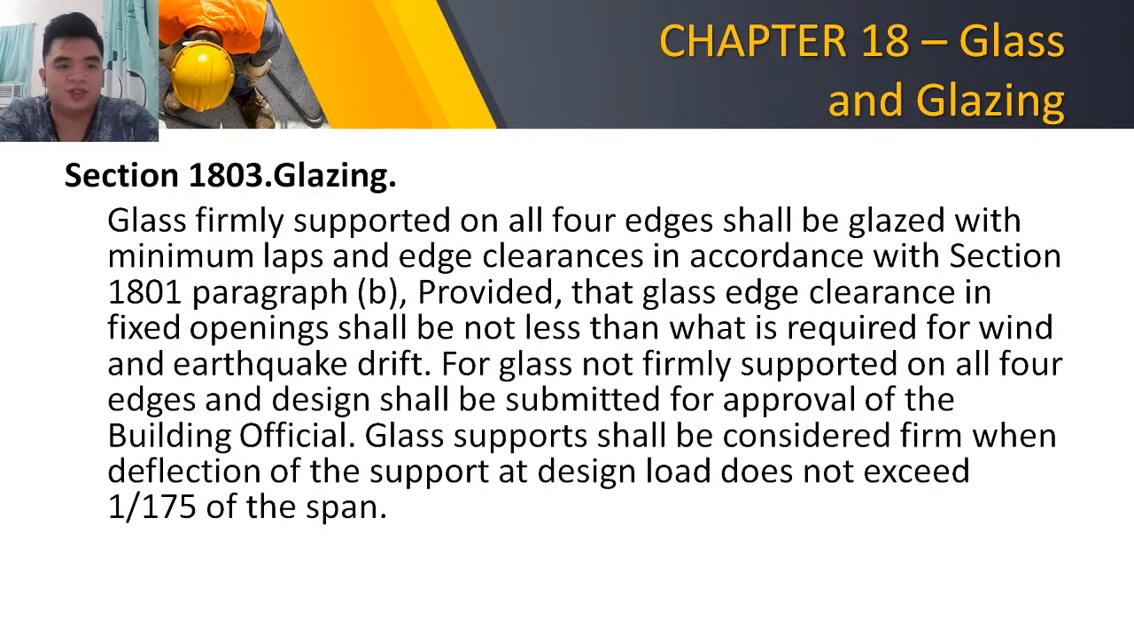Section 1803, glass firmly supported on all four edges shall be glazed with minimum lap and edge clearance in accordance with section 1801, paragraph B, provided that glass edge clearance in fixed openings shall be not less than what is required for wind and earthquake drift. For glass not firmly supported on all four edges, the design shall be submitted for approval of the building official. Glass support shall be considered firm when the deflection of support at design load does not exceed 1 over 175 of the span.